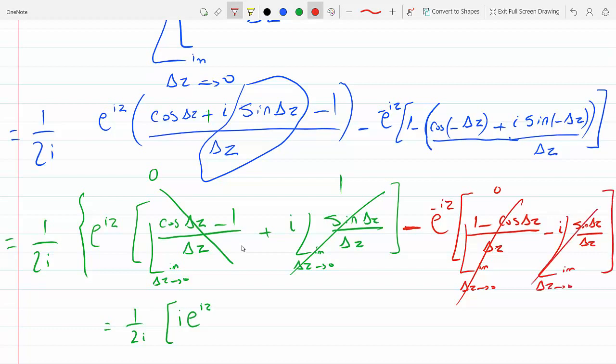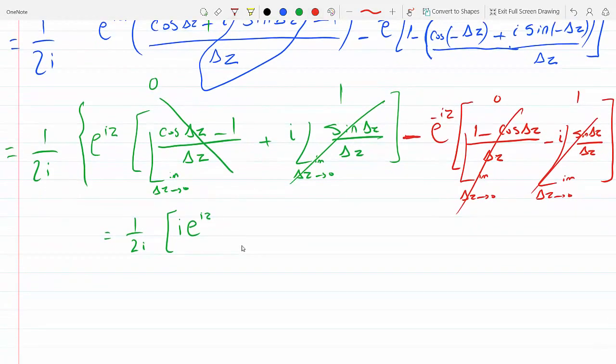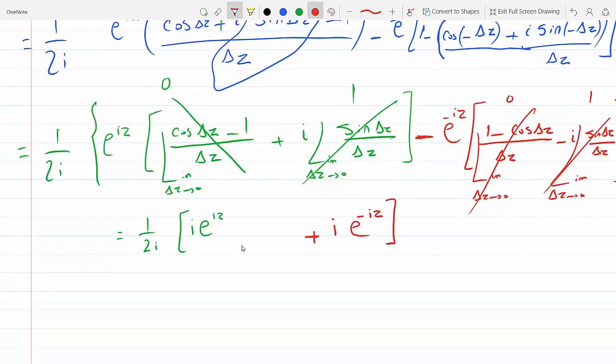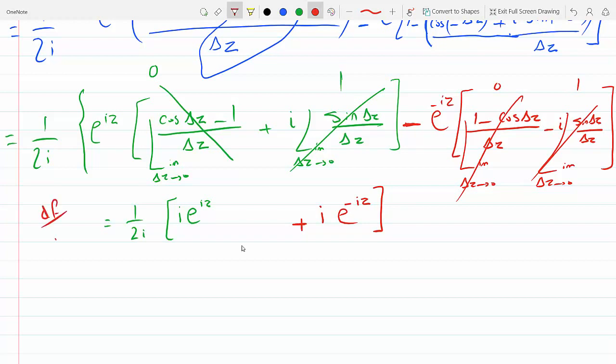We know that this is 1. So now the second term turns out to be, similar to the first term, minus minus plus, so this becomes plus I e to the minus iz. Oh, neat. Okay, so this is df over dz.